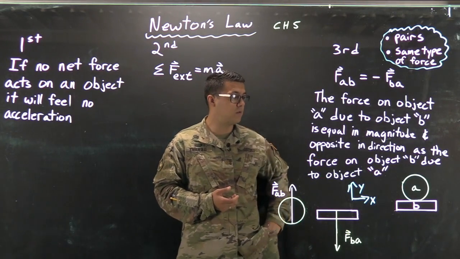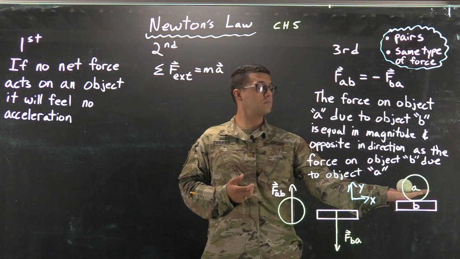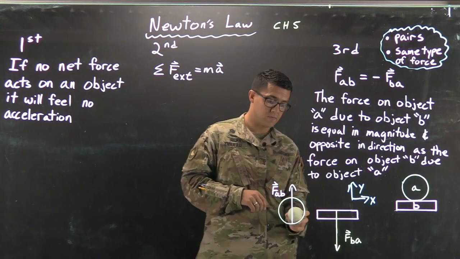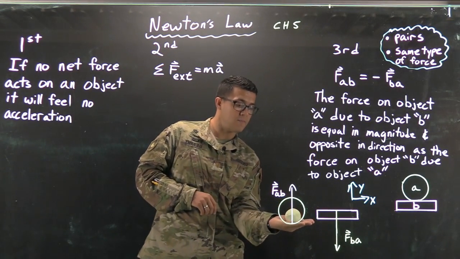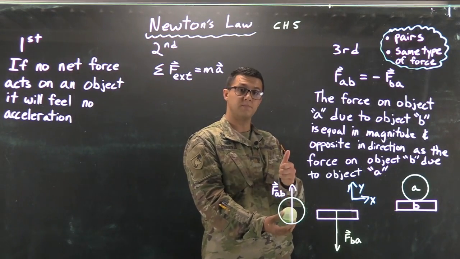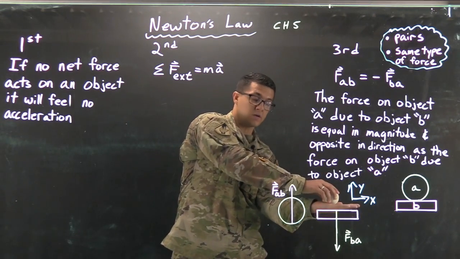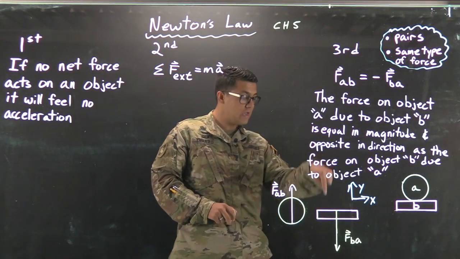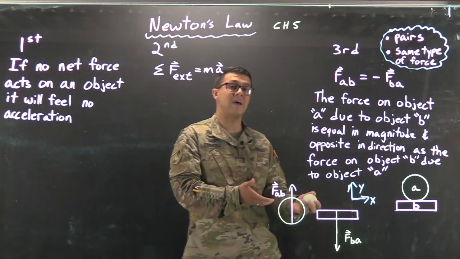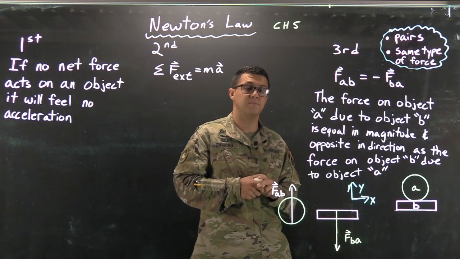So let's say I have a ball and it's resting on my hand. Let's look at each object individually. This ball, as it's sitting here on my hand, is feeling a force from my hand directed upward. Now my hand, as it's sitting there with the ball resting on top of it, is also feeling a force. It's directed downward, the force on the ball is directed upward. If you look, those have the same magnitude, except they are opposite in direction.